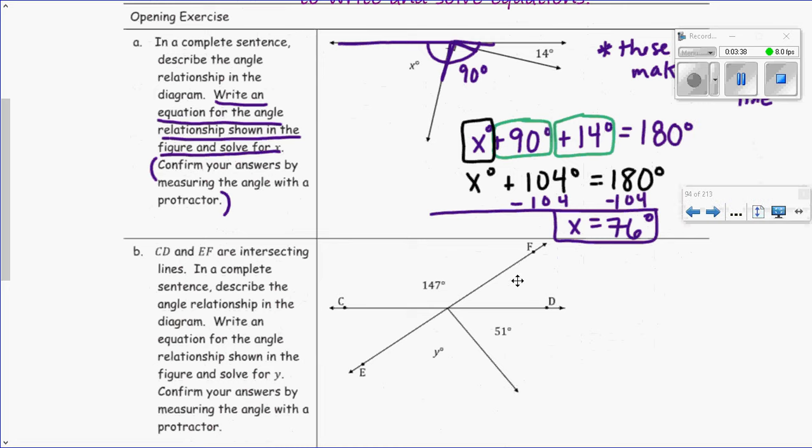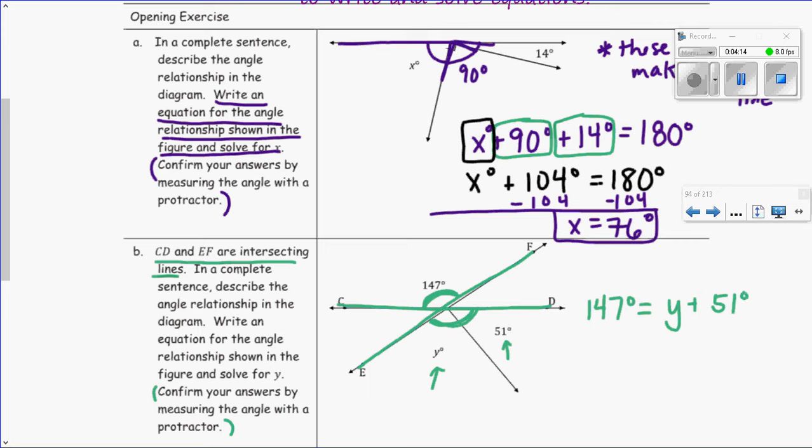For B, it says lines CD and EF are intersecting lines. Underline that and then trace over CD and EF. That means that anything opposite of each other on those two intersecting lines is equal, or congruent. So 147 is equal to the y here and the 51 together, since those two make this vertical angle to 147. So that means if I add them together, I'll get 147 degrees.